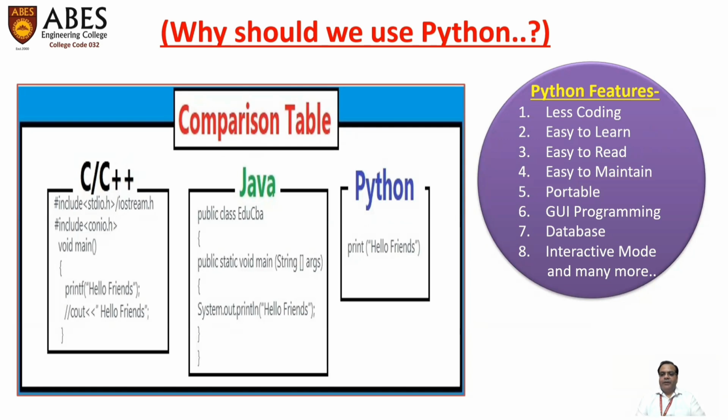Now we have Python features. Python is a minimal coding language. It is less coding. It is easy to learn. It is easy to read, easy to maintain. Python is a portable programming language. It provides a GUI interface, so we can use Python for GUI programming. It supports databases, and also there are many more interactive modes available in Python programming. So by this comparison table, we can see how Python is more powerful when we write our code in Python in comparison to C, C++, and Java.